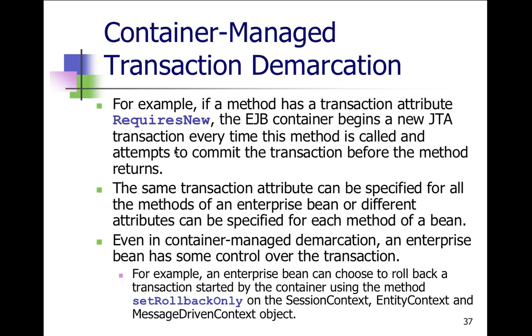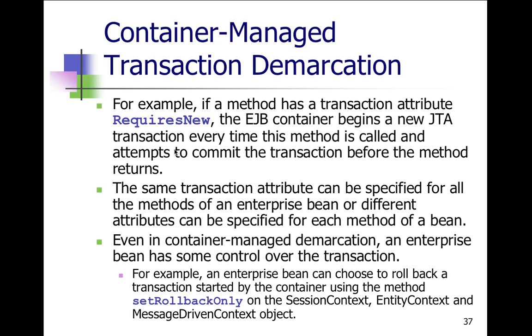The same transaction attribute can be specified for all of the different methods in the enterprise beans, or different attributes can be specified for each one of the methods of a bean in the container. So you can do an all or nothing on the methods that are in the particular beans in the container. So although it's on a container level, you don't have to apply it towards all the beans, just a certain subset.